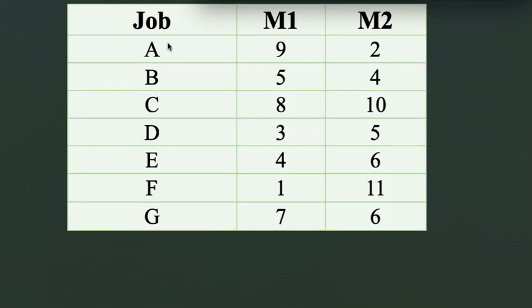Now we have here 7 jobs A, B, C, D, E, F and G, and this is the processing time of each job on each machine. Like for example, we have job A here. It takes 9 hours of processing on machine M1 and 2 hours of processing time on machine M2, and same is the case for rest of the jobs on each machine. For example, we have here G. It takes 7 hours on machine M1 and 6 hours on machine M2.